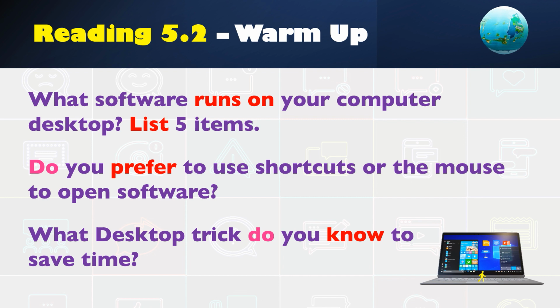Question 2. Do you prefer to use shortcuts or the mouse to open software? Mostly I use the mouse to open software. I will double click on icons or single click. What desktop trick do you know to save time? Windows. I like the Windows and R, and then typing in something like PNT power to open PowerPoint, or if Windows and R, typing in WinWord to open Word. I like to use the Windows Run command. On Mac, pretty much just mouse, double click on everything.